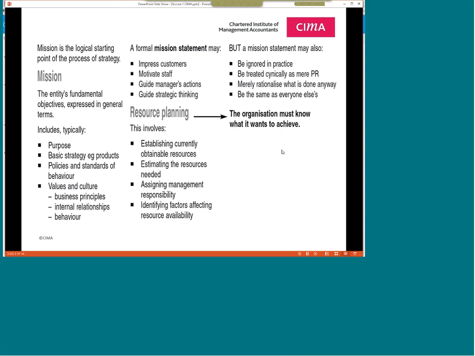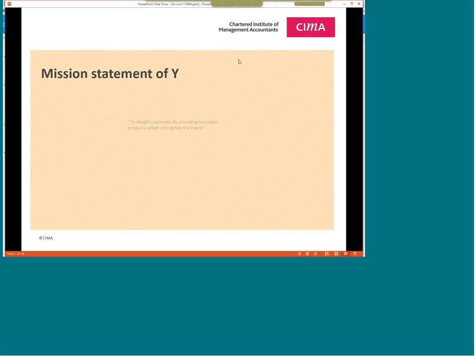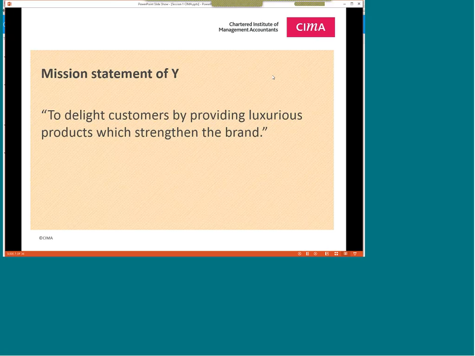So when we go back to the case study that we have for this particular exam, what is the mission statement of Y organization here? Yeah. So, to delight customers by providing luxurious products which strengthen the brand. Very good. So this is their mission statement: to delight customers by providing luxurious products which strengthen the brand.